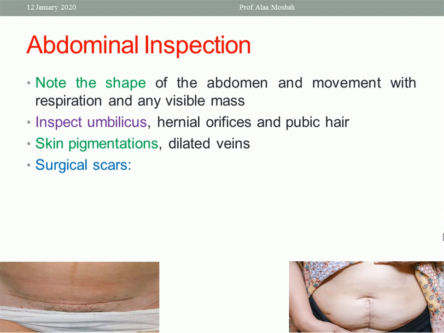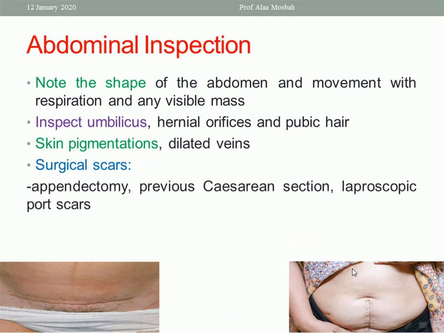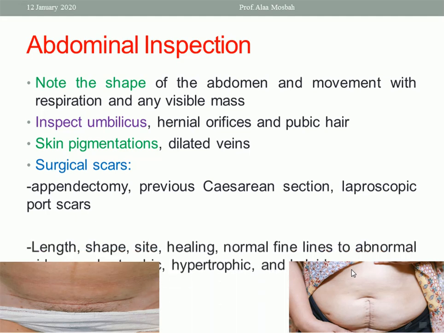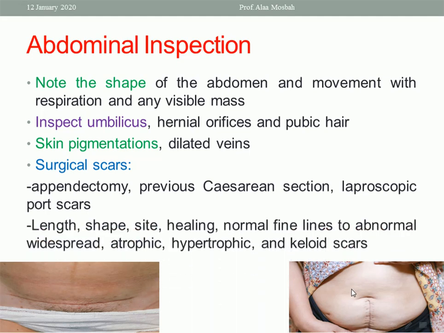Search for any scars in the abdomen, like a cesarean scar, and as in this picture, a previous cesarean scar, and a previous midline incision here for laparotomy. When you see a scar, you should describe the scar as regards the site, the size, the shape, the healing, primary intention or secondary intention, and whether it is atrophic, hypertrophic or a keloid scar. It is very important to describe the details about the scar.